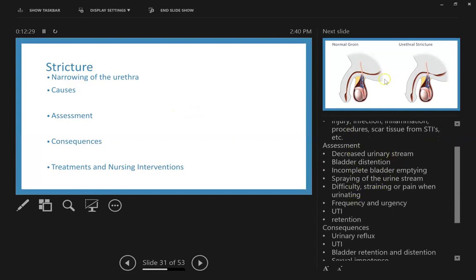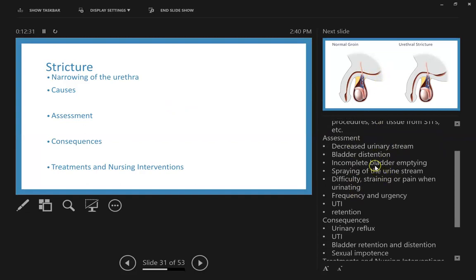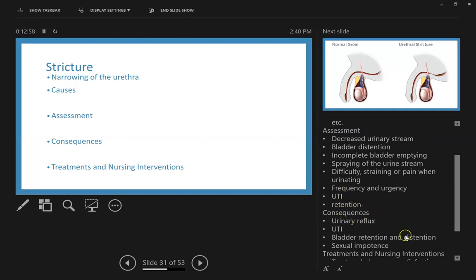Assessment: obviously they're going to have decreased urinary stream. They may have bladder distension because the urine is retaining inside the bladder, a feeling of incomplete bladder emptying, and may have a spraying stream. With kiddos, this is where they say, when they pee, it's really weird, like it's shooting out to one side. That's going to be a huge concern. Frequency, urgency, UTI, retention, like I said.